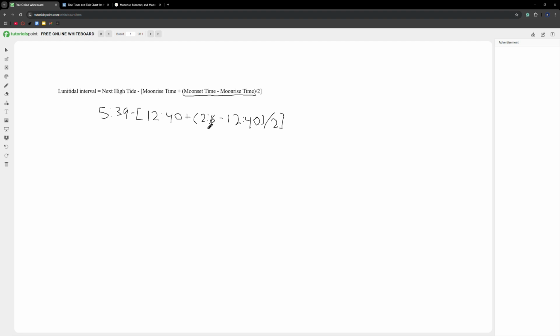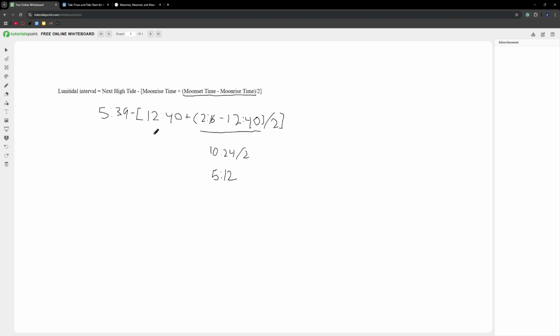If you were doing normal math, this would be a negative number. But you're just going to take the absolute difference between the two numbers, which in this case is, I believe, 1024. And you're going to divide that by 2, which gives you 512.